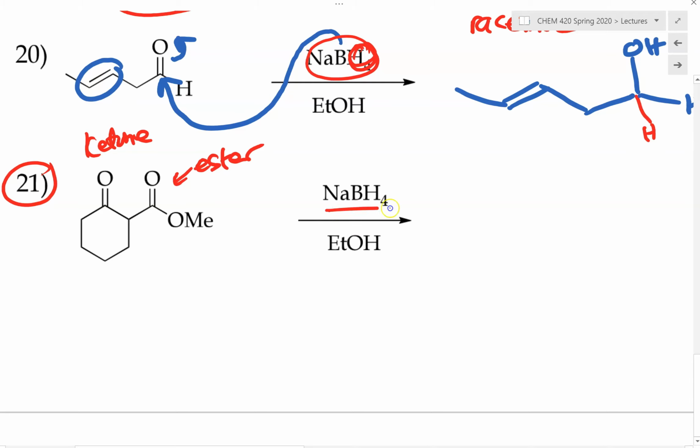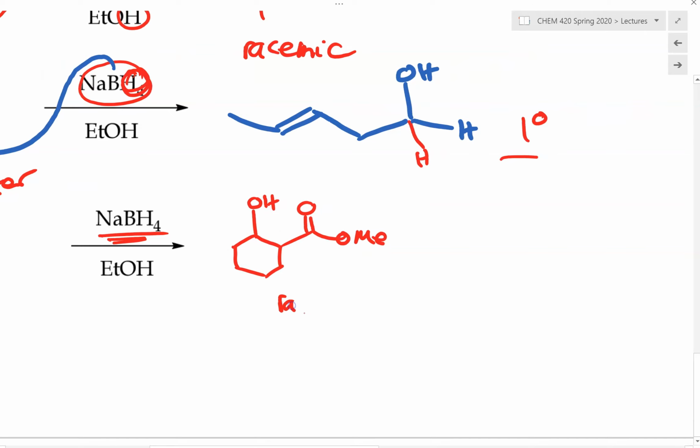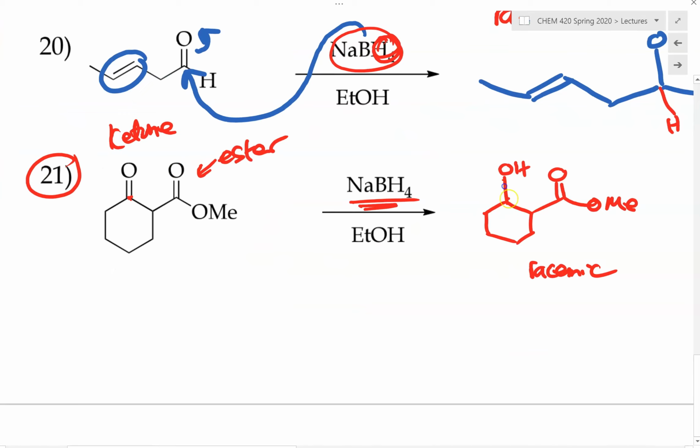Then we would see that sodium borohydride is not strong enough to reduce the ester. So no chemical reaction will happen on this ester right here, but it will only reduce this carbonyl ketone right here. So in the course of this reaction, we'll be getting this product right here. So the ester remains intact. And again, we'll be making a racemic mixture in this case, because there's no selectivity. This reagent is not stereoselective.